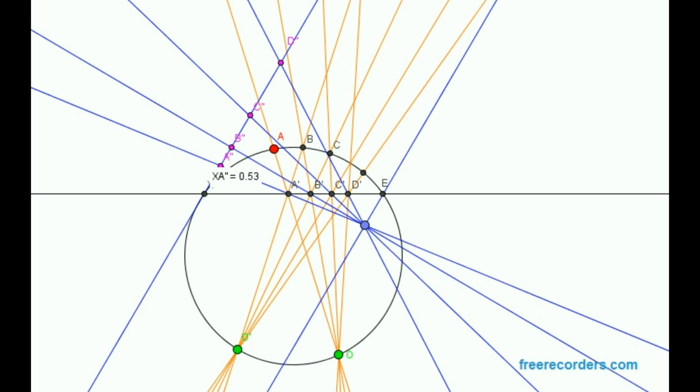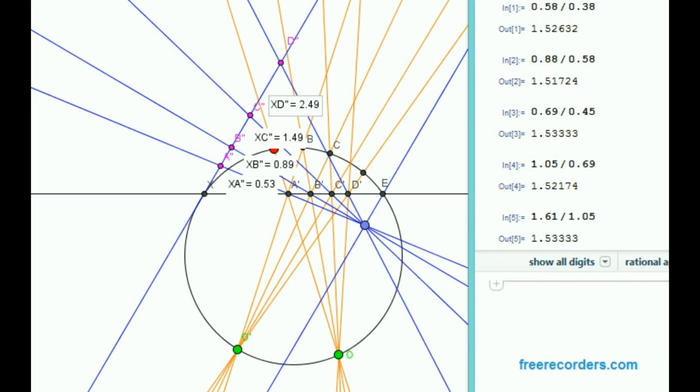In this setup, the distance from X to A double dash is 0.53, X to B double dash is 0.89, X to C double dash 1.49, and X to D double dash 2.49. So how are these numbers related? Well, let's just do some simple calculations.